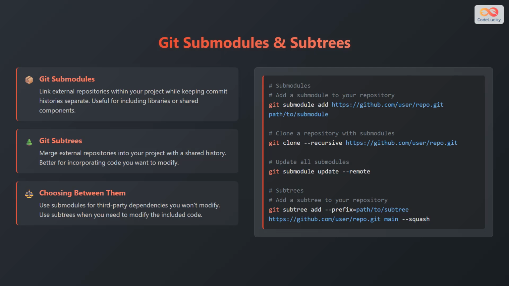To add a subtree to your repository, use git subtree add --prefix= the path to the subtree, then the repository URL, the branch, and finally the squash flag.